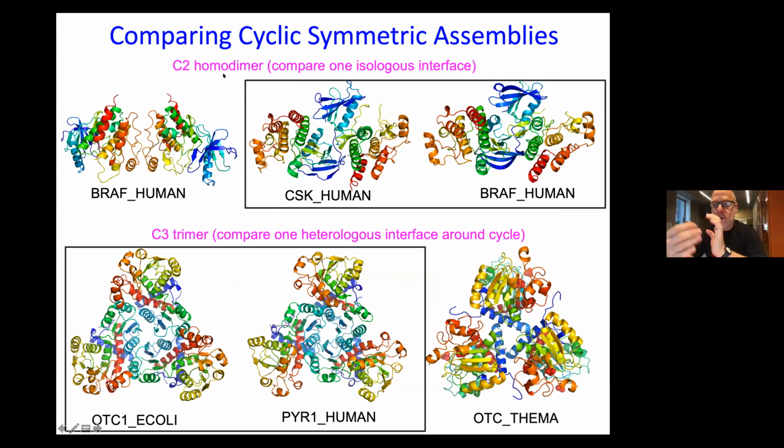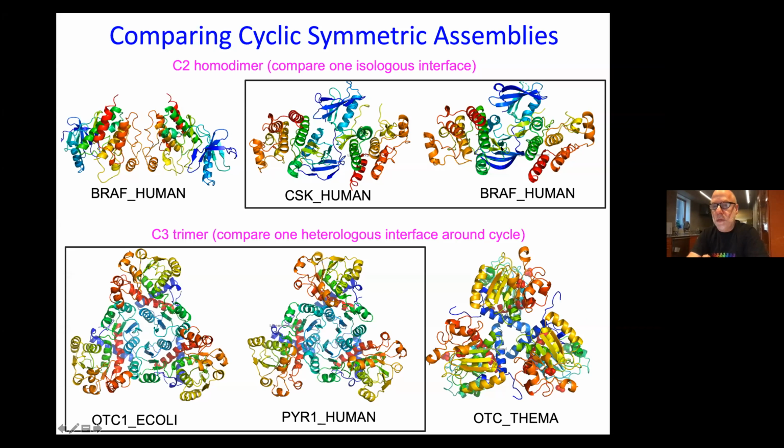So to give you examples of that, if we're going to compare, a lot of structures are C2 homodimers, symmetric homodimers. And so comparing one homodimer to another one is just looking at the interface. Most of them are symmetric. And so we can look at this C2 homodimer of CSK and BRAF kinases, and they're the same interface. They're more likely to be the same biological assembly.